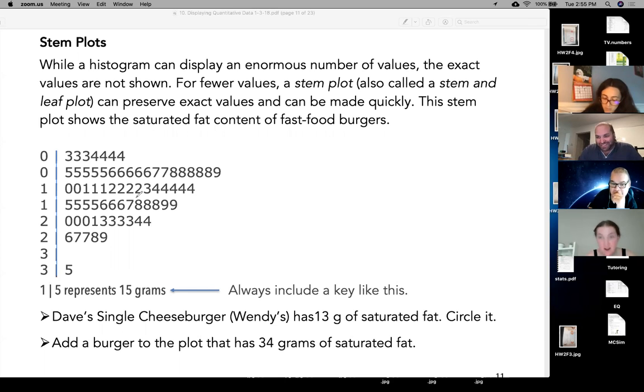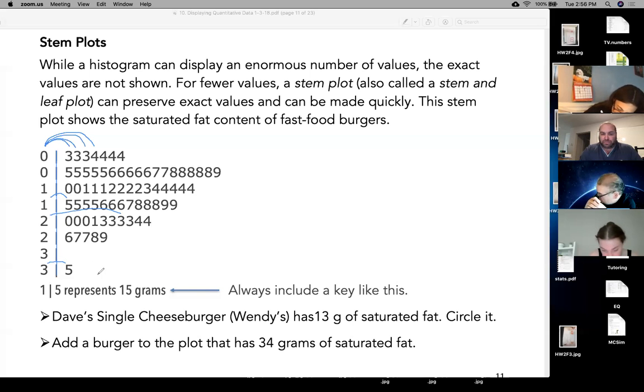Okay, anywho, so the question is, this zero as a stem and three as a leaf, stands for what? What number is zero followed by a three? Three. How about zero and the next three? Three. Zero and four? Four. One and five? 15. Two and three? 23. Three and five? 35.